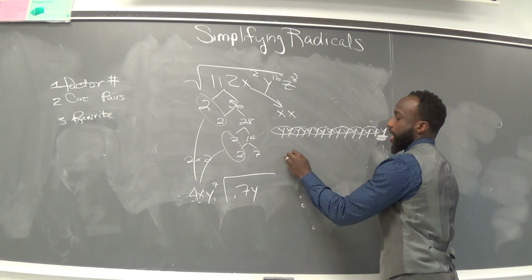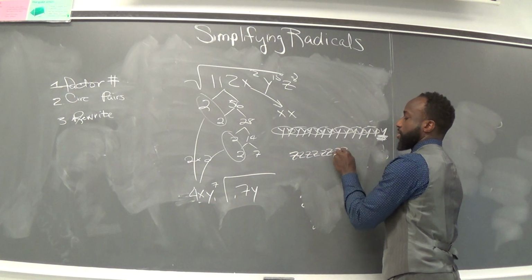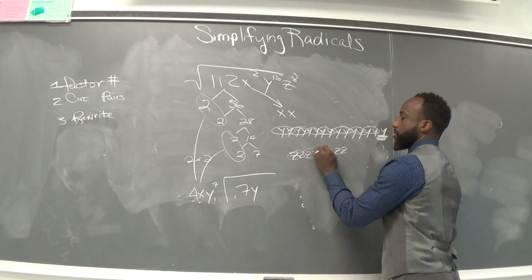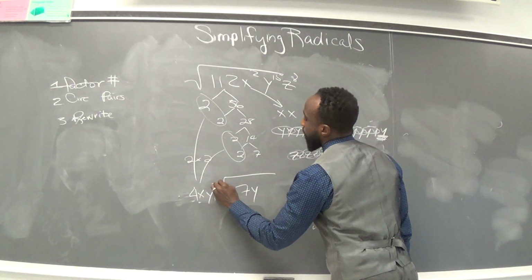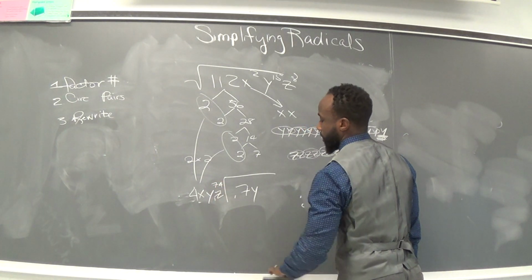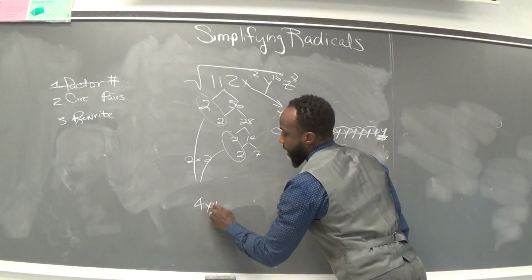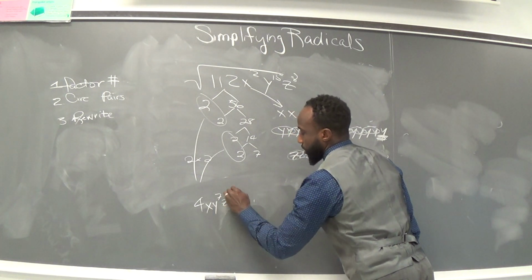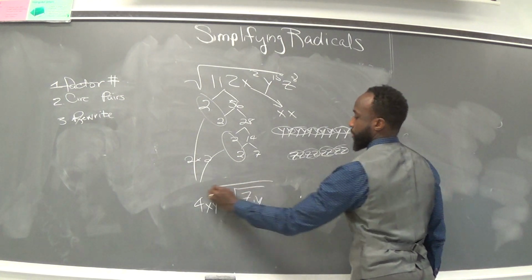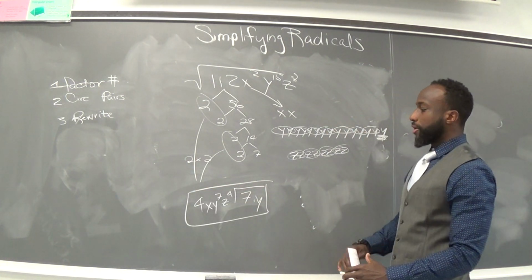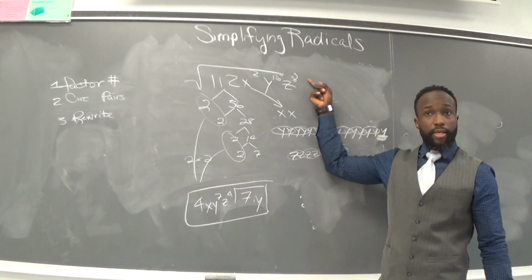And then you got z to the 8. 2, 4, 6, 8. 1, 2, 3, 4 pairs. I'm glad you said that, Kahaja. So your answer is going to be 4x, y to the 7th, z to the 4th, times square root of 7y. That's it.